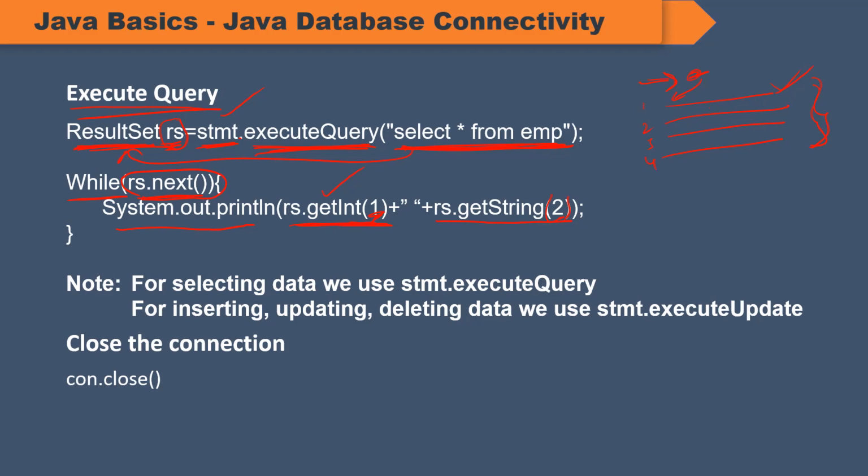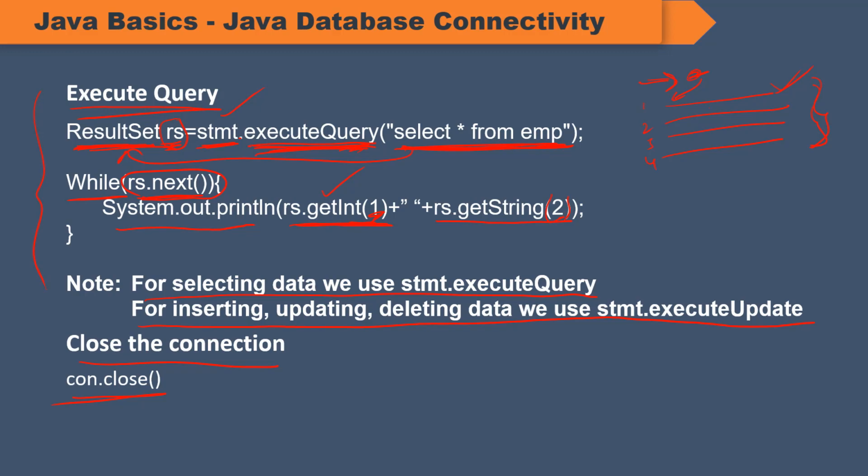And for selecting, we use the executeQuery method. For updating, inserting or deleting data, we use the executeUpdate method here. So for selecting data, we use stmt.executeQuery method. For inserting, updating and deleting data, we use stmt.executeUpdate method. And once we get all the data, then we have to close the connection. So con.close. So this is how we will connect to a database and execute the queries.